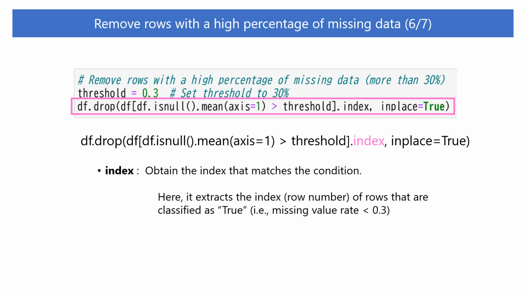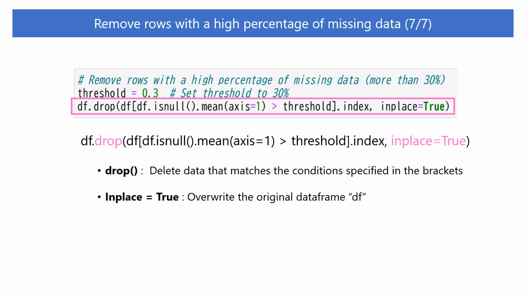By using the index method, we can accurately determine which rows should be deleted, and then delete the rows based on their row numbers. In this way, we obtain the rows index where the missing data percentage exceeds 30%. We delete the rows that match this condition using drop. Using inplace equals True, we overwrite the original data frame, df, without creating a new data frame.